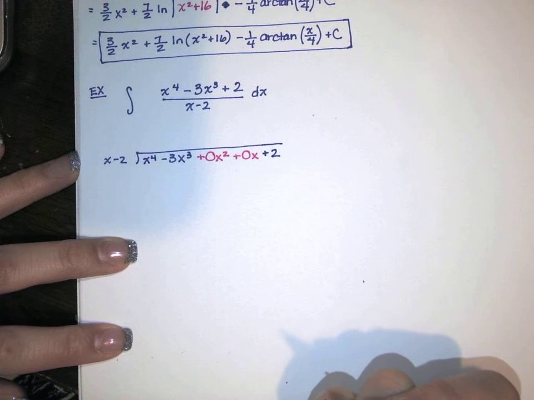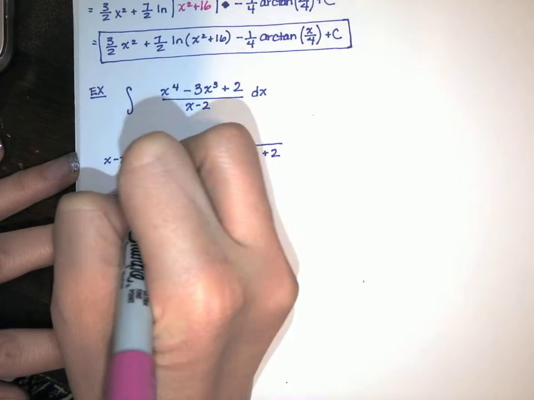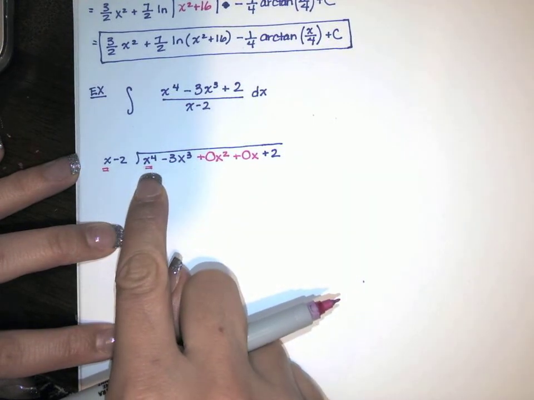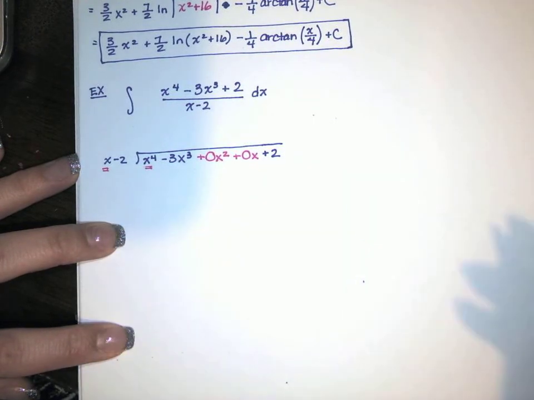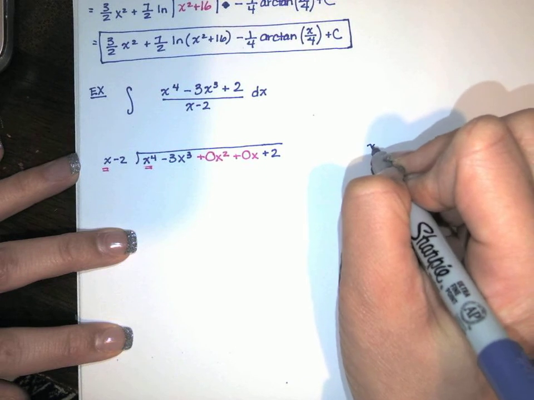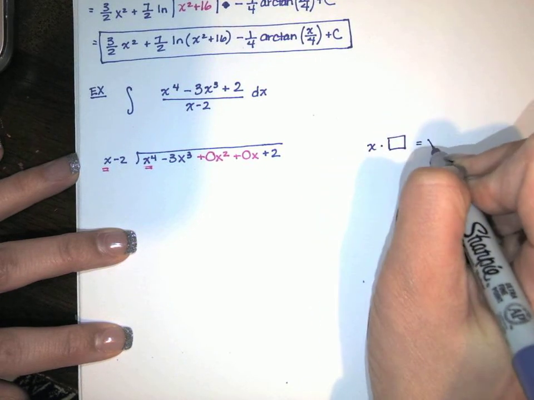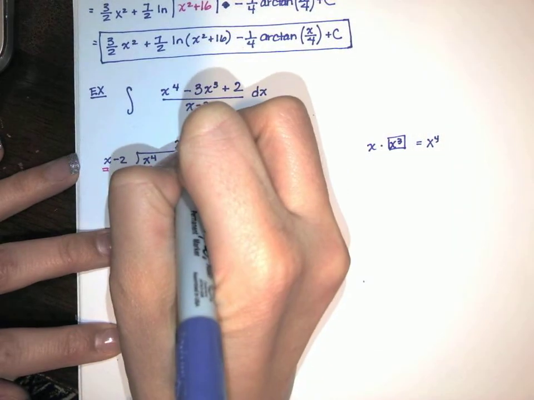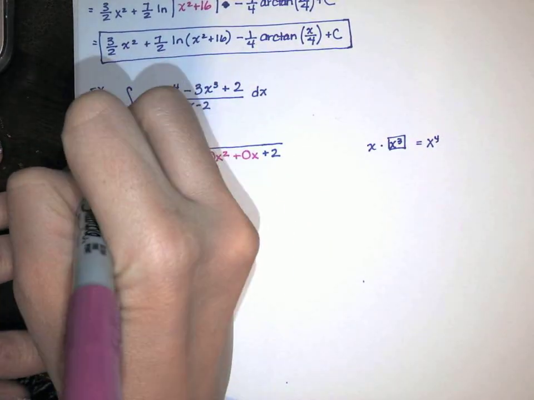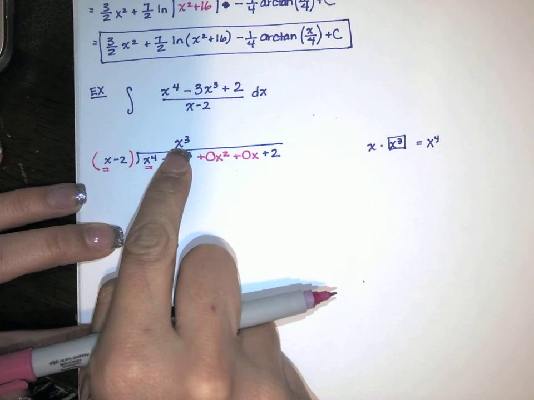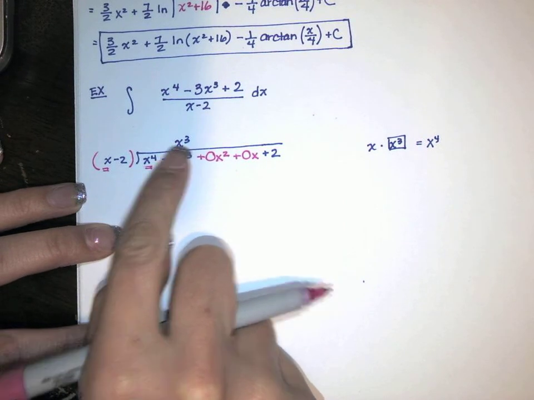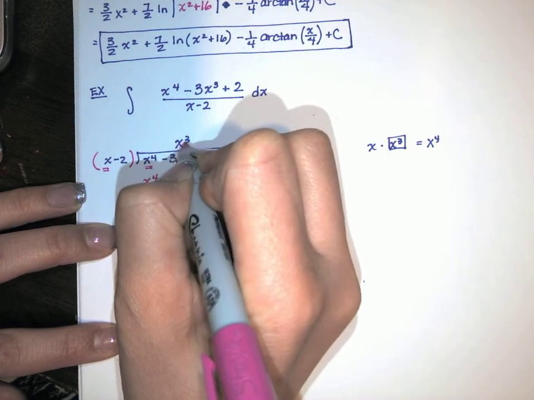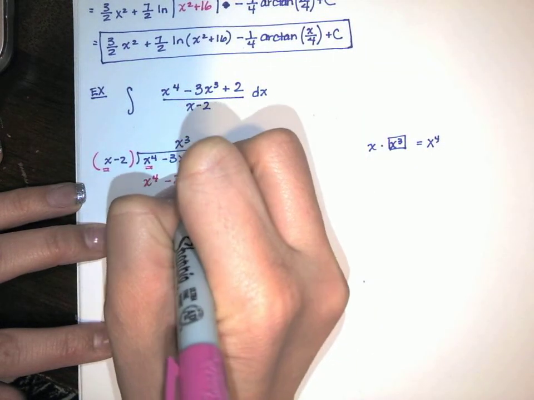Alright, so then I ask myself, looking at this guy and this guy, x times what gives me x to the 4th? X cubed. If you're not sure, you can always do this on the side. X times what gives me x to the 4th? The answer is x cubed. So I'm going to write my x cubed right here. Then we multiply. I've got these two guys times the x cubed. So you want to distribute. X cubed times x is x to the 4th. X cubed times negative 2 is negative 2x cubed.